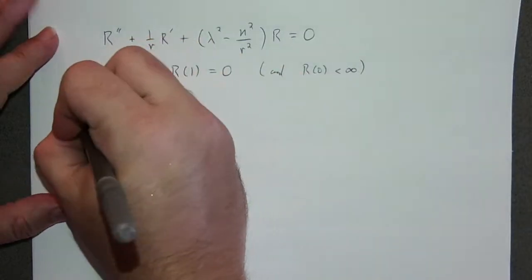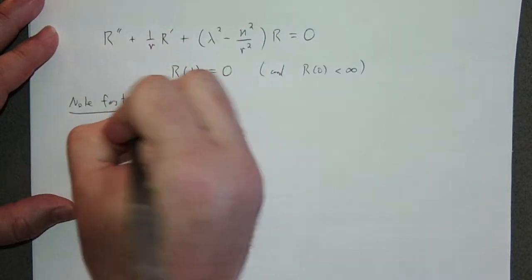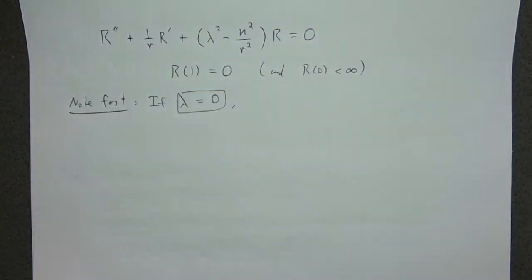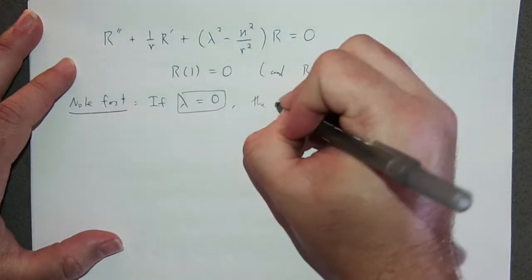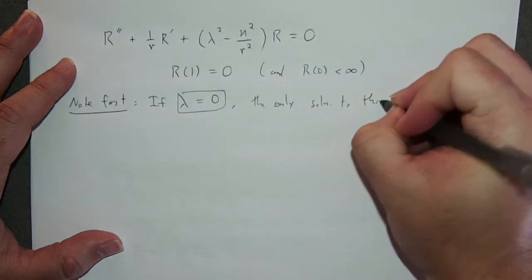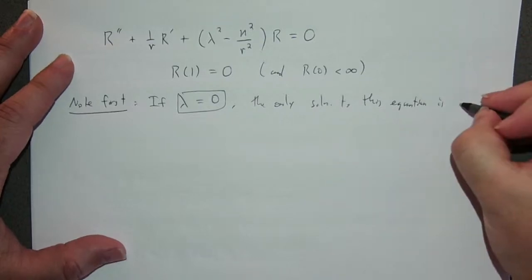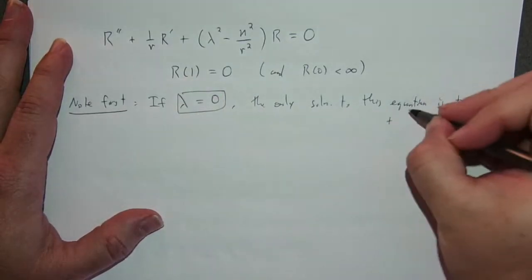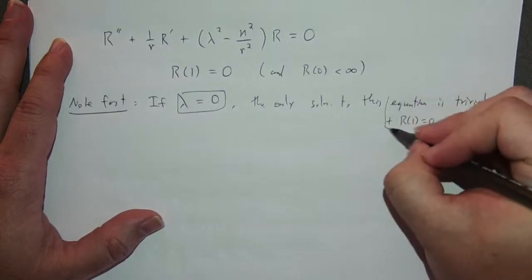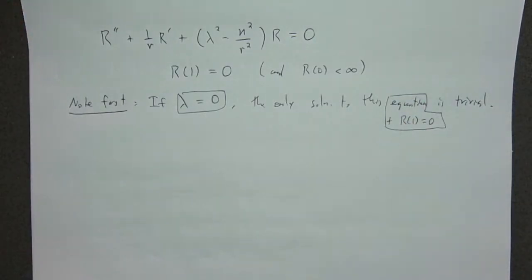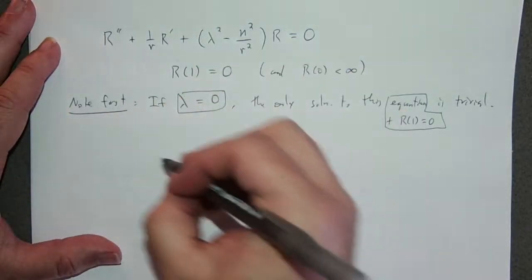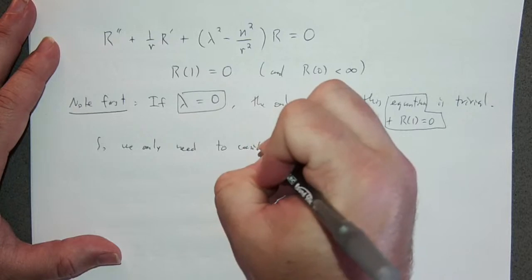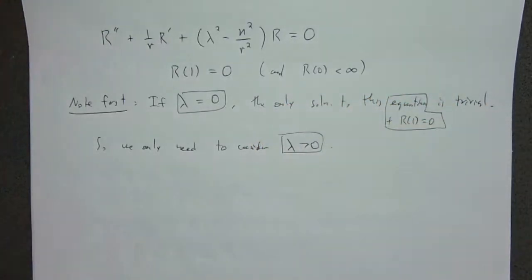Okay, so note first, if lambda equals 0, the only solution to this equation is actually trivial, i.e. it's identically 0, with this boundary condition. So the only solution to this equation plus R of 1 equal to 0 is trivial. And so we only need to worry about when lambda is positive. So we only need to consider lambda greater than 0, right? So we don't have to worry about the 0 eigenvalue here.